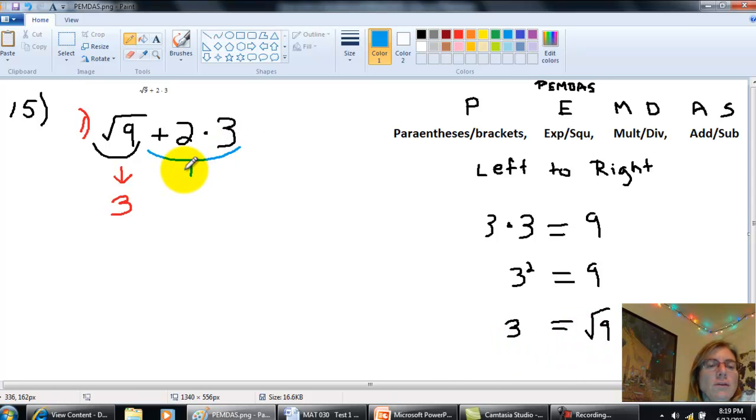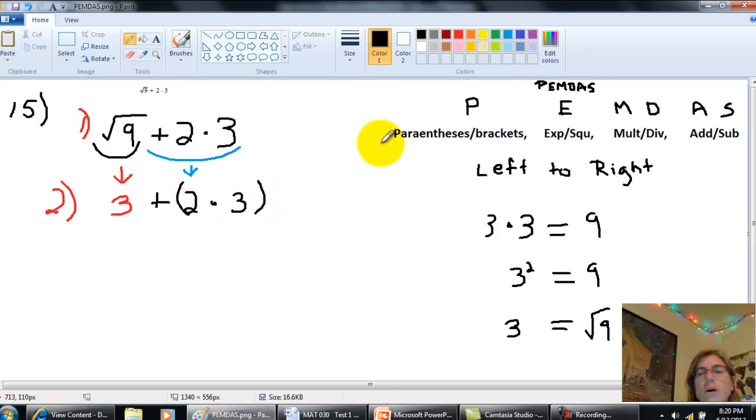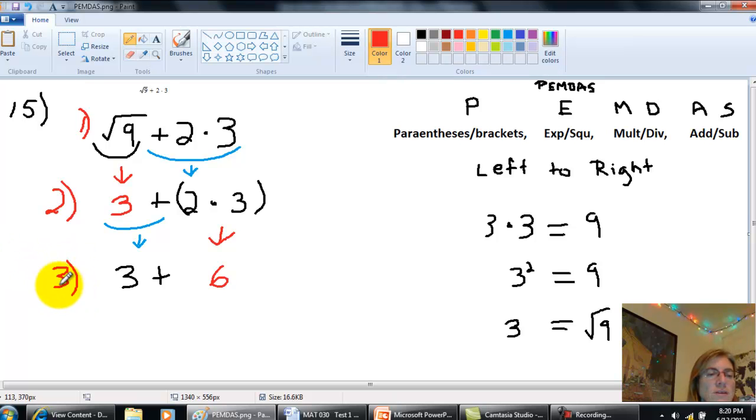We take the rest of this and bring it down. This is not solving. We are just bringing it down to the next line. Line 2. That's the next horizontal line. So we're looking left to right. Are there parentheses, brackets? No. Are there exponents, square roots? No. Is there multiplication, division? Yes. So that means we do that first before the addition, which is always last. 2 times 3 is 6. And you bring the rest of your problem down. 3 plus. That builds line number 3 across here. And you have an answer of 9, because there's only one thing left to do, and that's add 3 plus 6. So the answer to number 15 is 9.